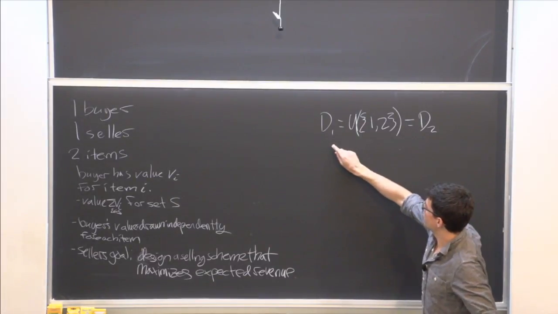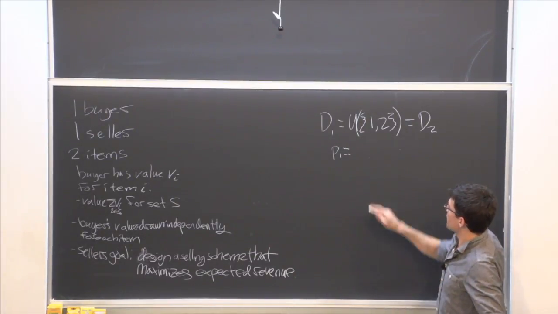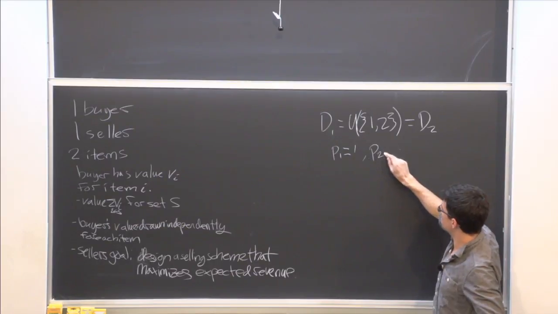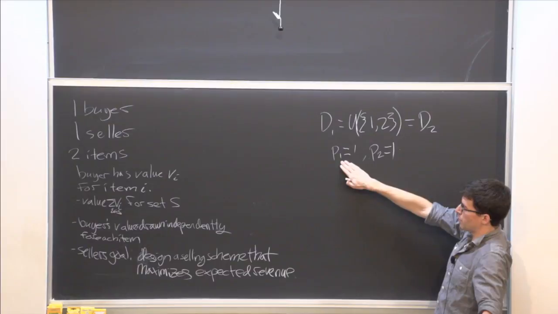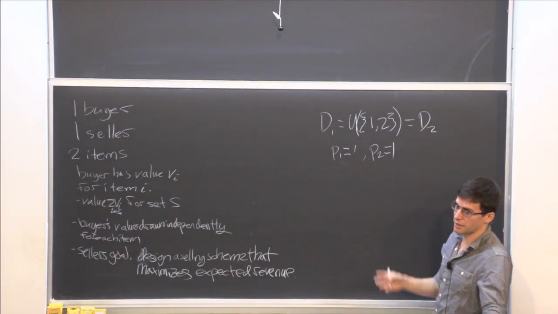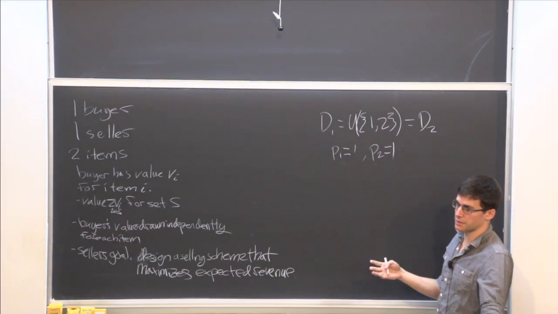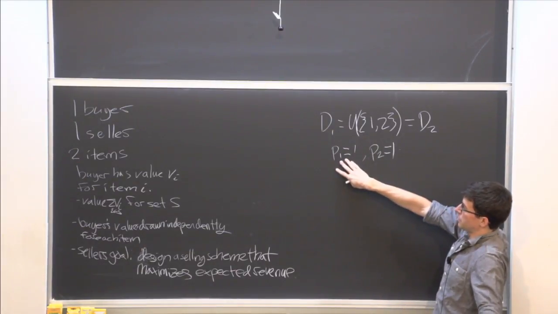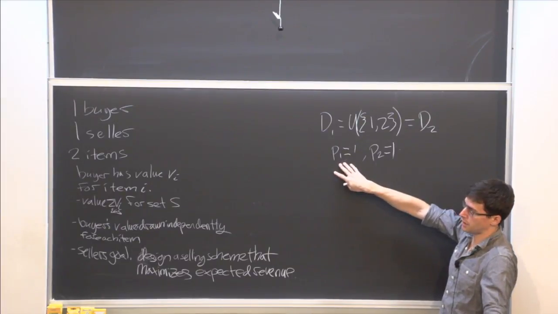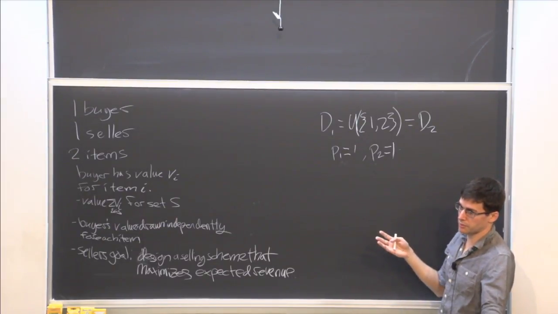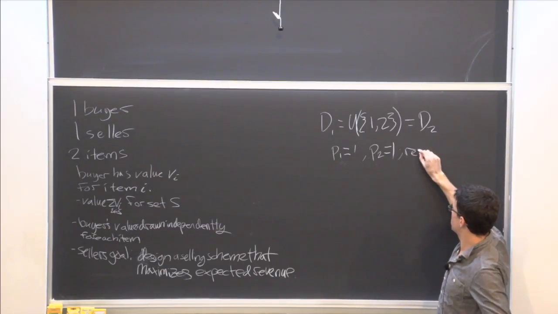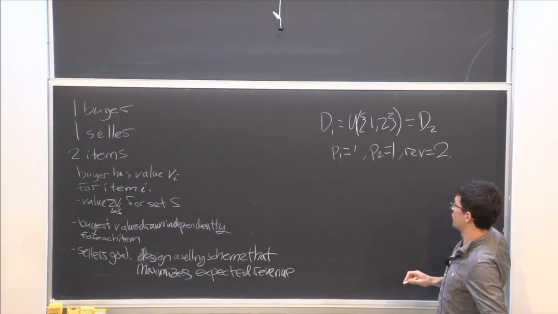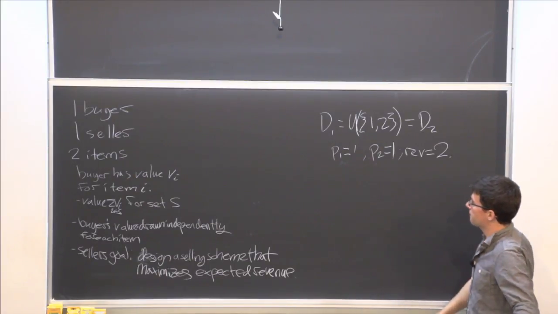It would look like you just set a price on item 1, you set a price on item 2, you tell the buyer, buy whatever you like, and that's it. So in this case, if you set a price on item 1, you can set either price 1 or price 2. They both give the same expected revenue. It's 1. And ditto for item 2. And so the revenue you get from this is 2. Okay?